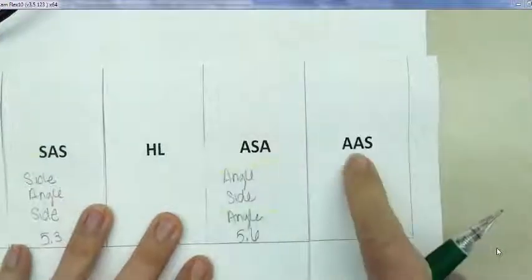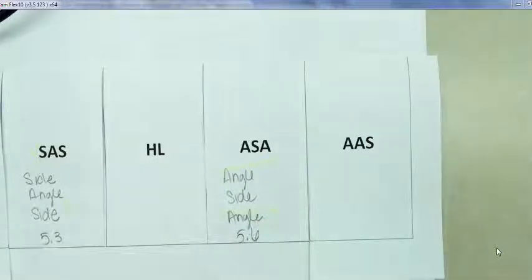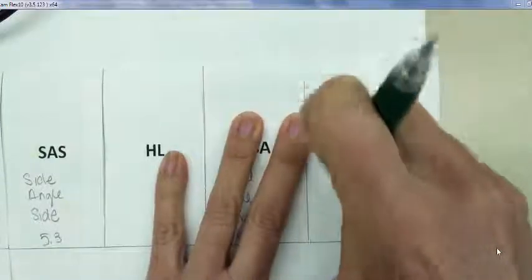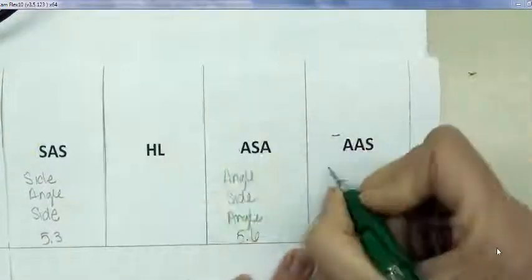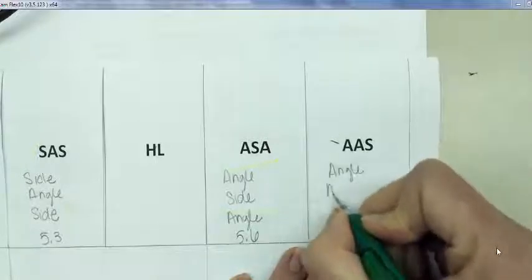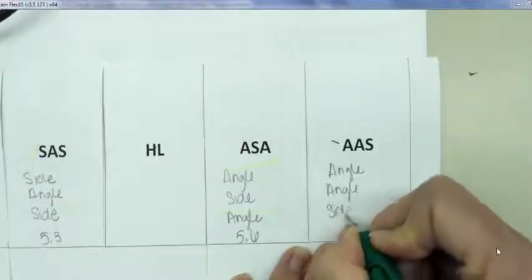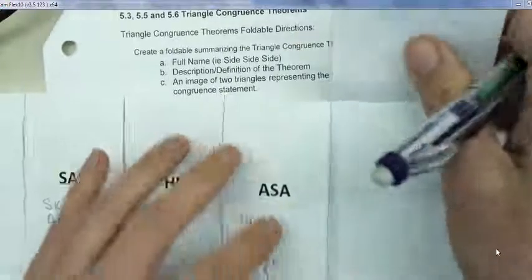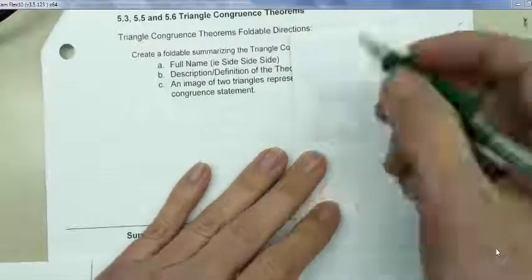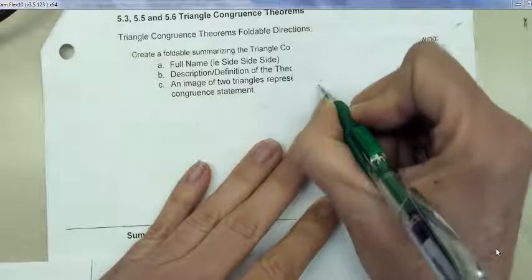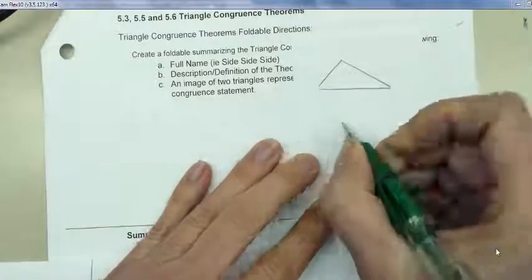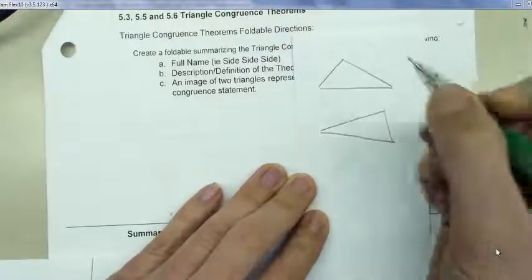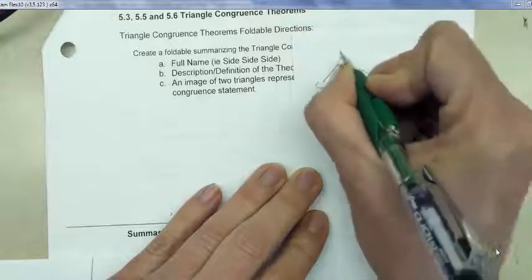Okay, we're moving on to AAS. What do you think that means? Yep, you guessed it. Angle, angle, side. And this is also going to come from 5.6. Okay, we'll draw our images. So we'll do triangle ABC and triangle DEF. We'll pretend like those look somewhat congruent.